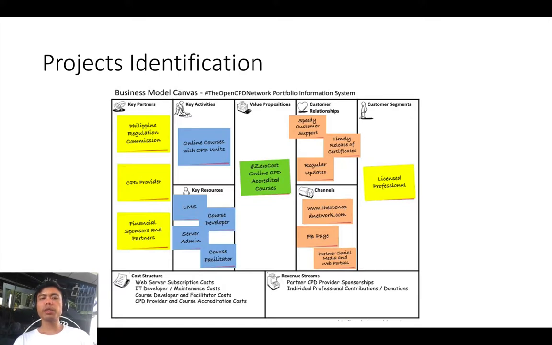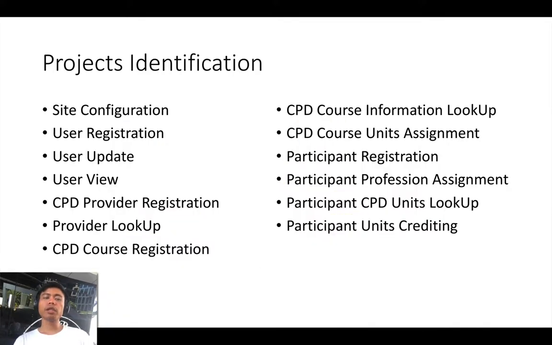But for now, as mentioned, we'll be focusing on the portfolio information system, of which the following functionalities are to be taken into consideration: the site configuration, the user registration, the user update, the user view, the CPD provider registration, the provider lookup, the CPD course registration, the CPD course information lookup, the CPD course units assignment, the participant registration, participant profession assignment, the participant CPD units lookup, and the participant's unit crediting.